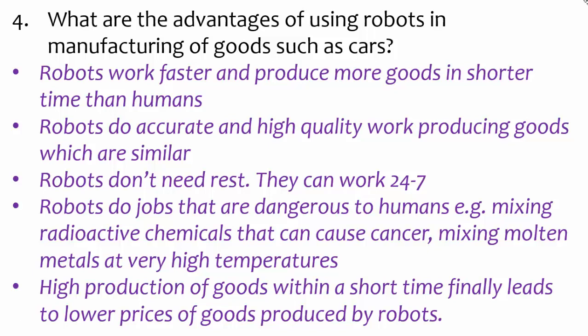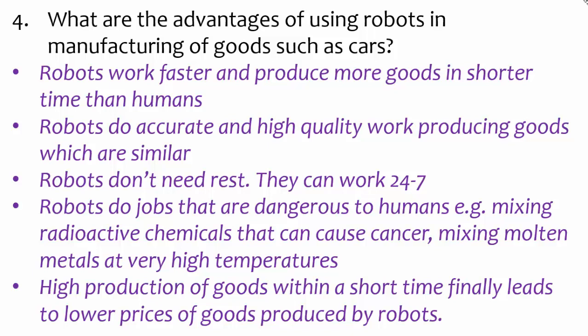Question number 4. What are the advantages of using robots in manufacturing of goods such as cars? Robots work faster, that is true. Within a duration of 1 minute, it can even seal 50 bottle tops, because they work very fast. So that is a good advantage because you will produce more goods within a shorter time.